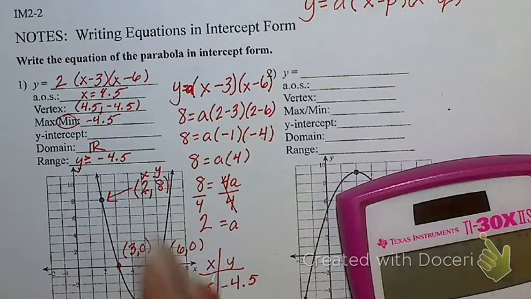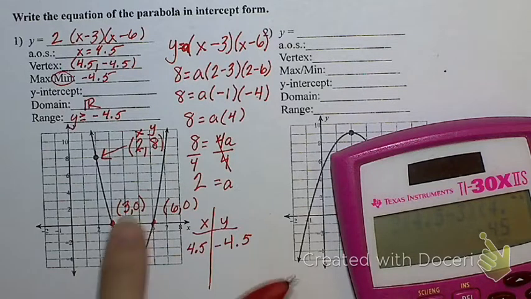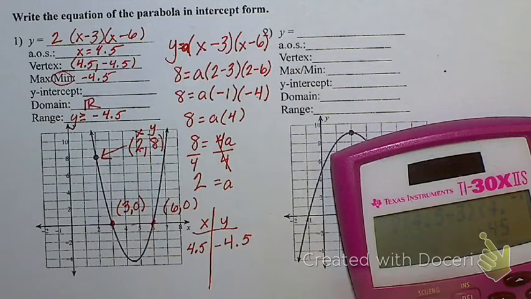My y-intercept. What do I know about my y-intercept? My y-intercept is always the point 0, comma, something, right? It's opposite of these guys. So all I have to do is make x 0, plug in one more value, and I have my y-intercept. Okay, so plugging in 4.5 gave me my vertex.